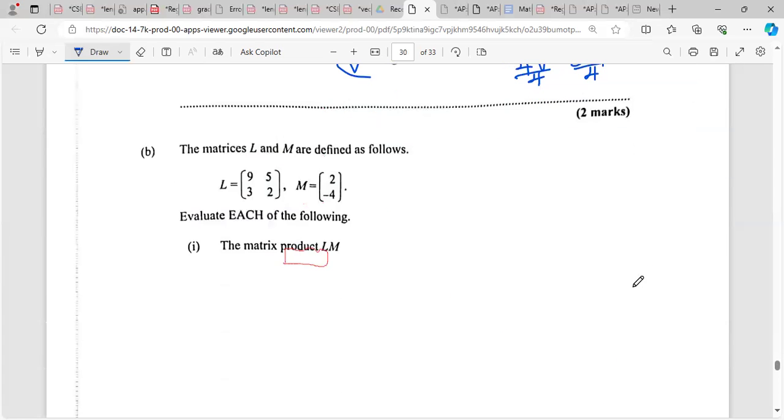Alright, let's say the matrices L and M are defined as follows. Evaluate each of the following. Find the product L times M. Now we have done this many times, right? So let's see if we can figure it out. We know that we're supposed to multiply row by column. So we're going to cut it out and rewrite it. So we have 9, 5, 3, 2, and then we have 1 column.